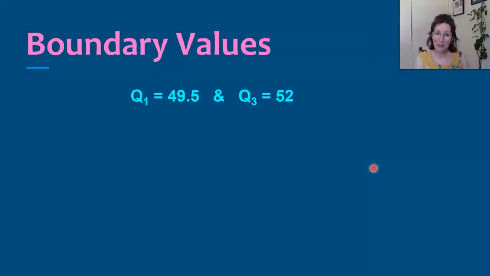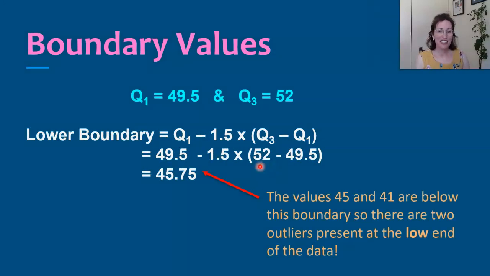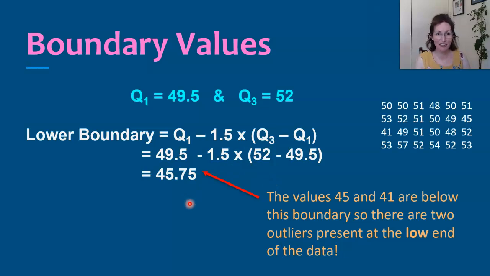Let's look at the lower end. Same values again. The difference between them is still the same. I advise you to write out the formula each time. As teachers, we want to see what goes into your calculator written on your page. So we want to see this step here. The Q1 value, subtract this time 1.5 times the difference between Q3 and Q1, and we get 45.75. Let's round that up. Well, actually, should we round down this time, down to 45? Are there any numbers below that? Well, yes. 45 and 41, which are in that data set, are below that boundary. So we would class them as two outliers present at the lower end of the data.